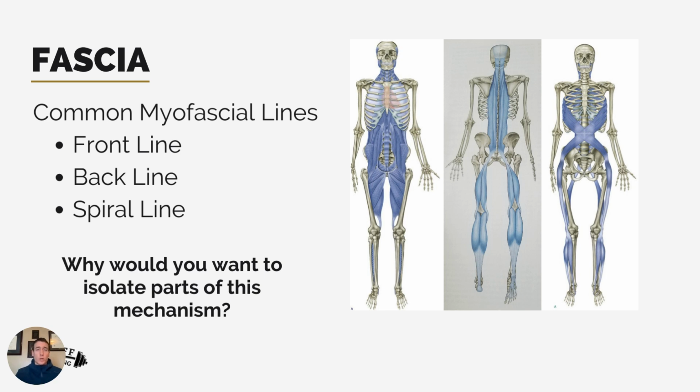Why? I just want you to look at these images and think to yourself, why would I want to isolate parts of this mechanism? So when you think of these things being perfectly designed for us to move as athletic specimens, like we did as kids, why would we want to isolate these and cut them off at the hips or even at any other point? And that's what we're doing with isolated stretches and isolated exercises.